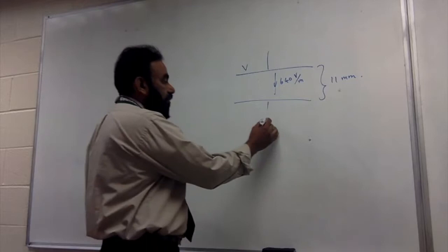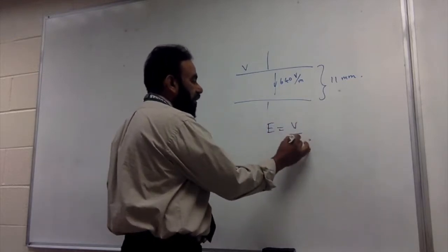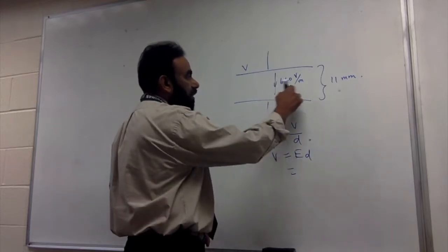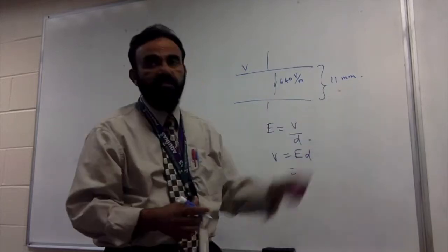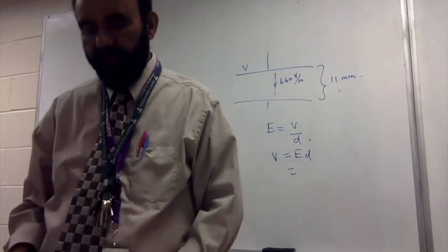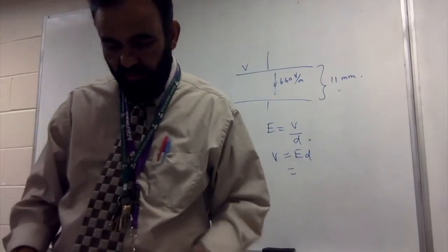You know what formula we use: E is equal to V over D. So V is equal to ED. So you are given this and you are given that, but take care of the units. You can't use millimeters, you have to use meters. So change it to meters. Next question.